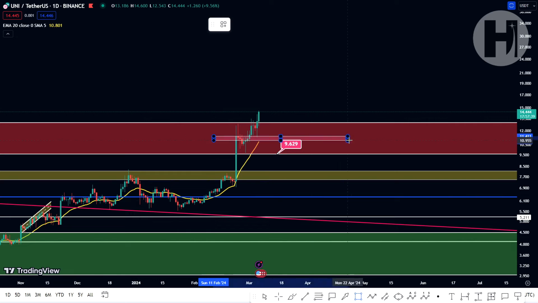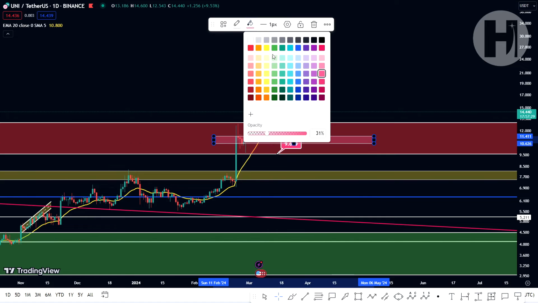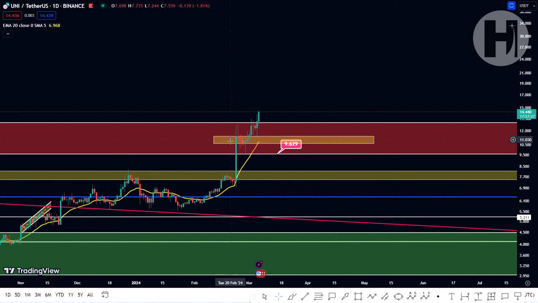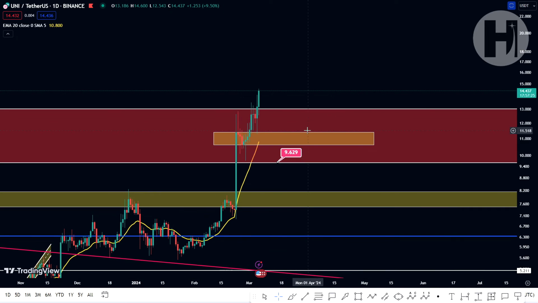Then you could set up a little block over here based on these touches from February 2024, so just last month. That would be a really good entry. Let me just change the color of that to yellow. So that's another good entry point. As you can see, we just wicked there here on March 5th.